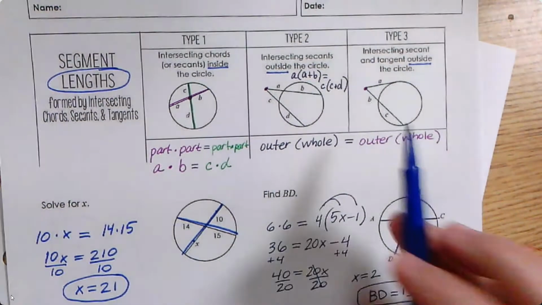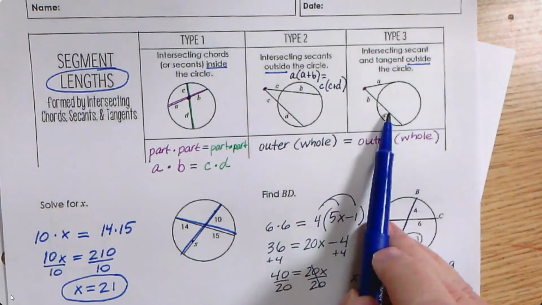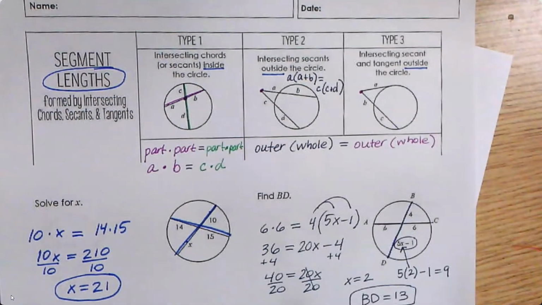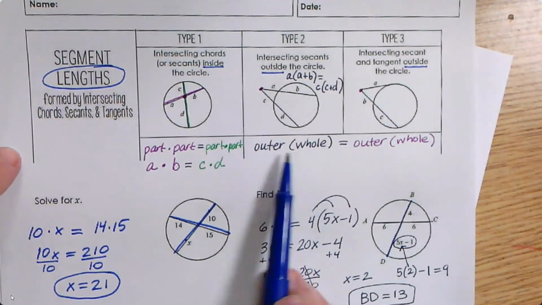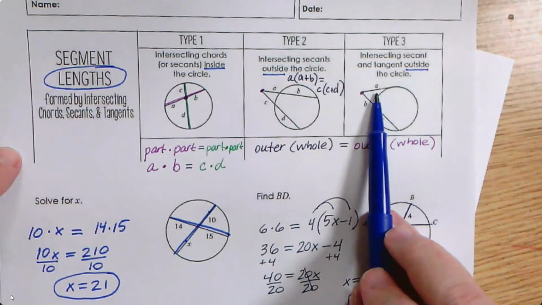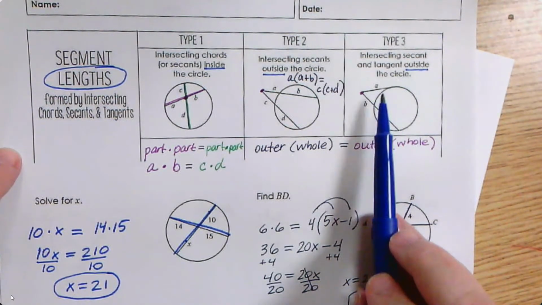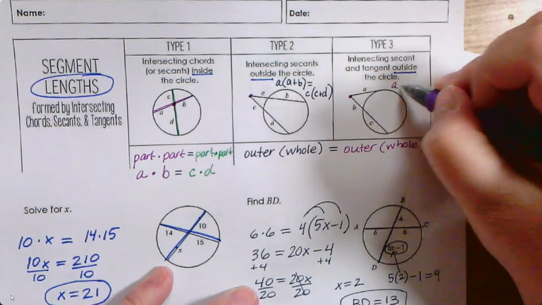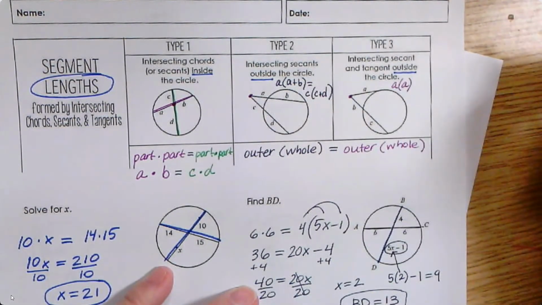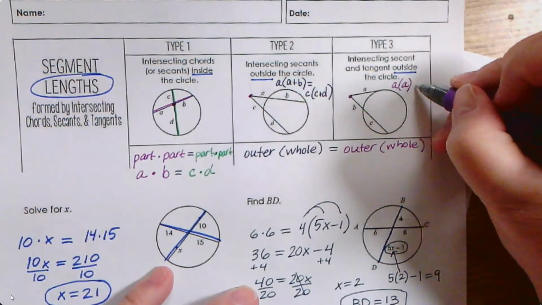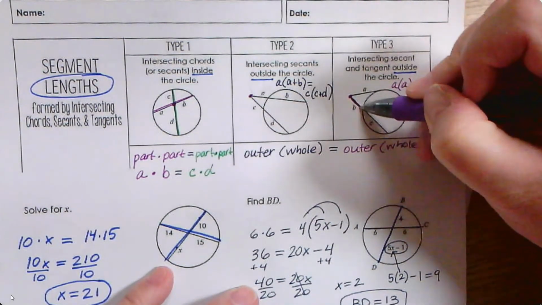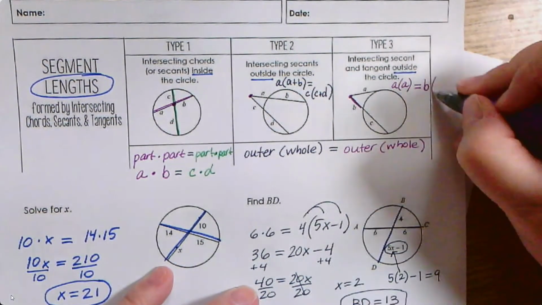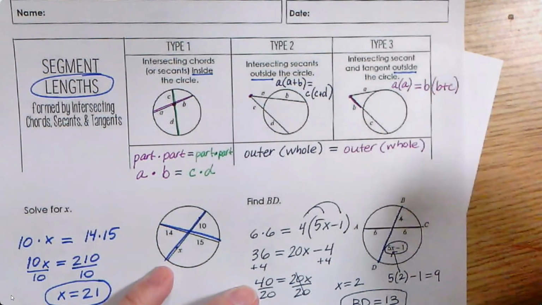Okay, now what do we do then when we have a tangent? Well, we just said the outer part is the whole thing. For A up here, the outer part is the whole thing. So the outer part and the whole thing, when you're setting up your equation, you just multiply A times A. It's the outer part and it's the whole thing. So you have A times A, which will become A squared, equals, on the other one we have an outer part here, B times the whole thing. Again, for the whole thing, we very often have to add B plus C.